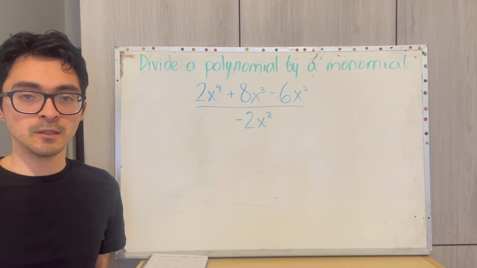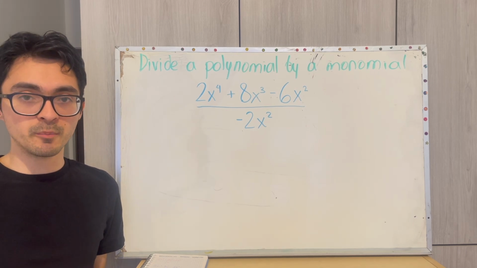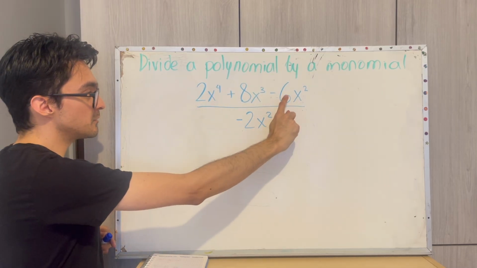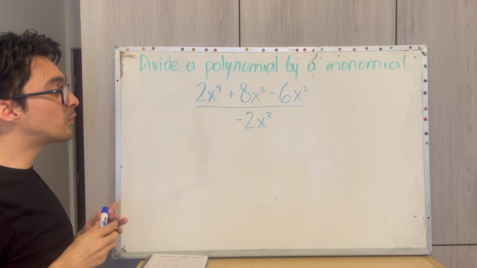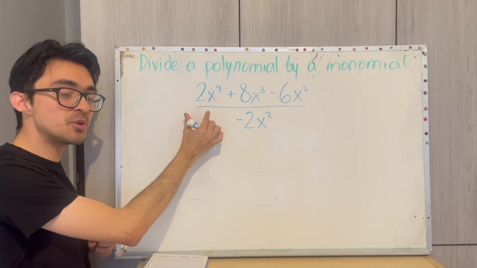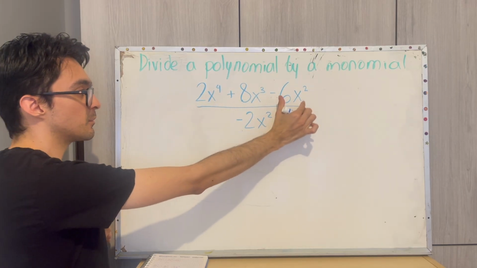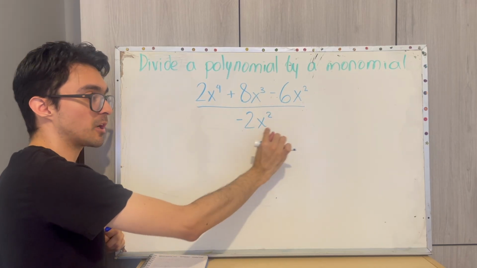Hello, today we're taking a look at a problem where we divide a polynomial by a monomial. So here we have a division: a polynomial, several terms, divided by only one term. So what we do right here is we're going to make separate divisions where I'm dividing each of the terms here by the one term that is right here.